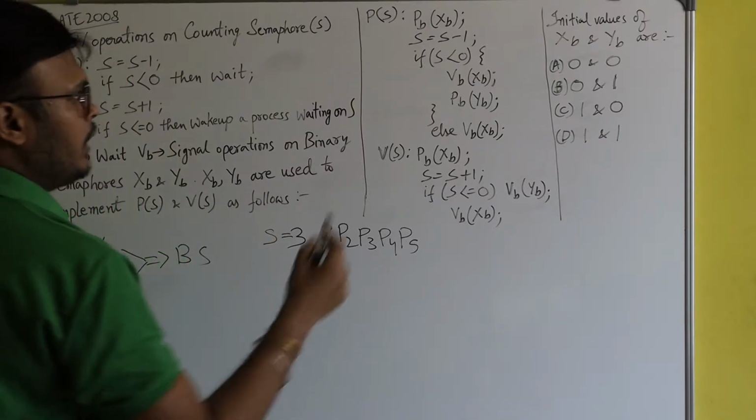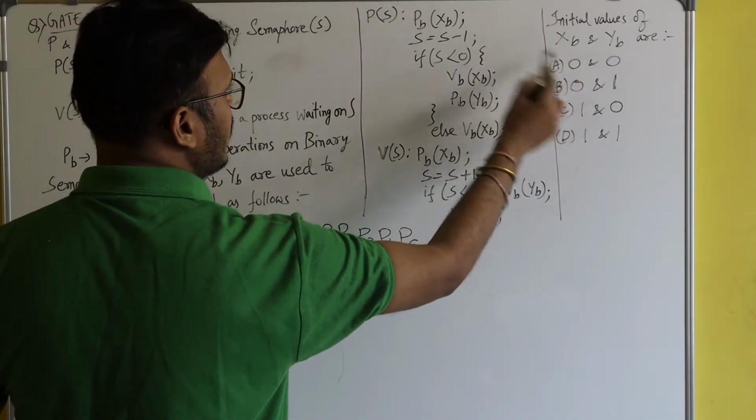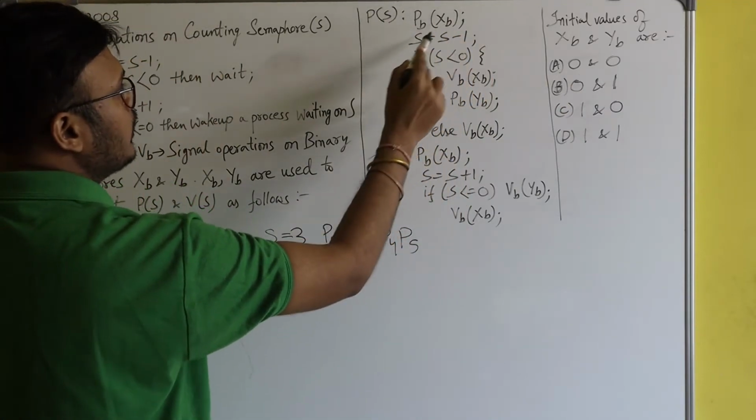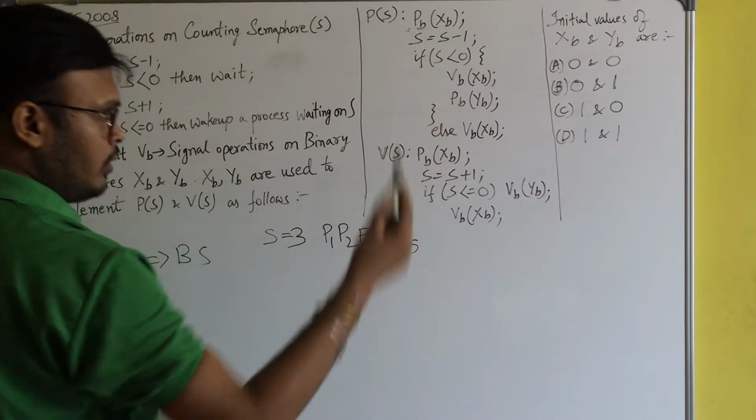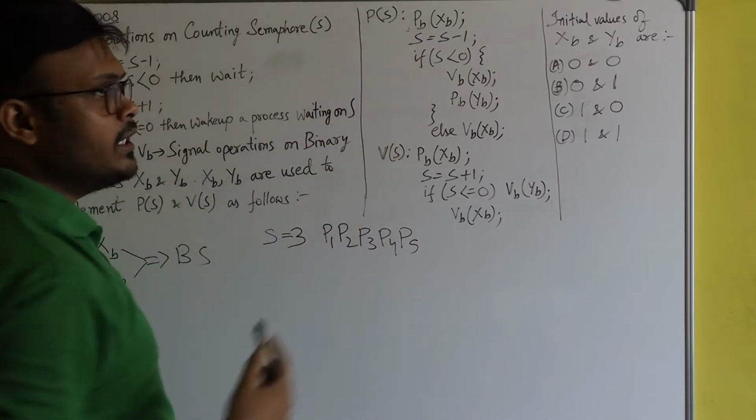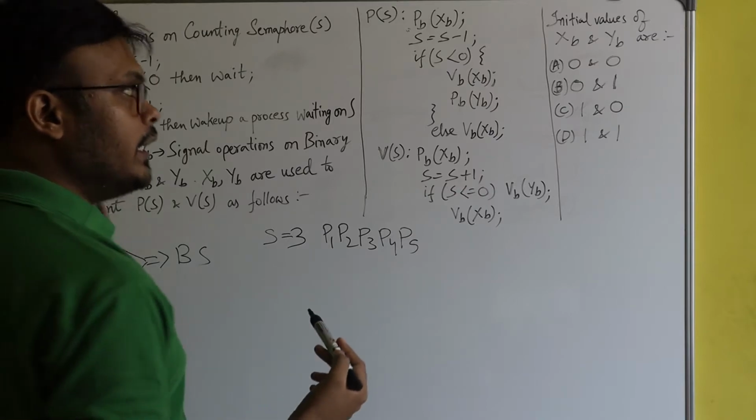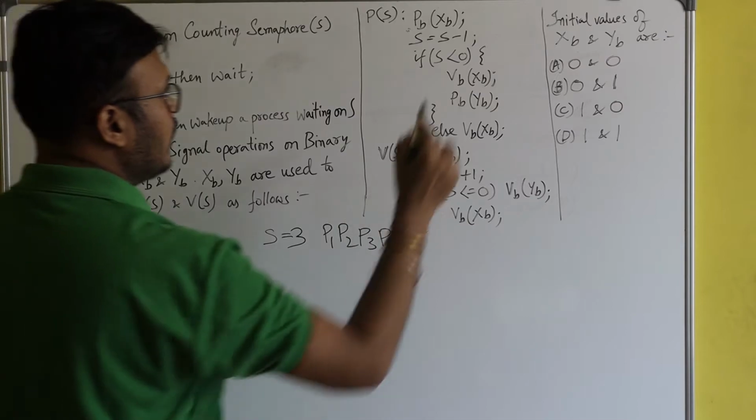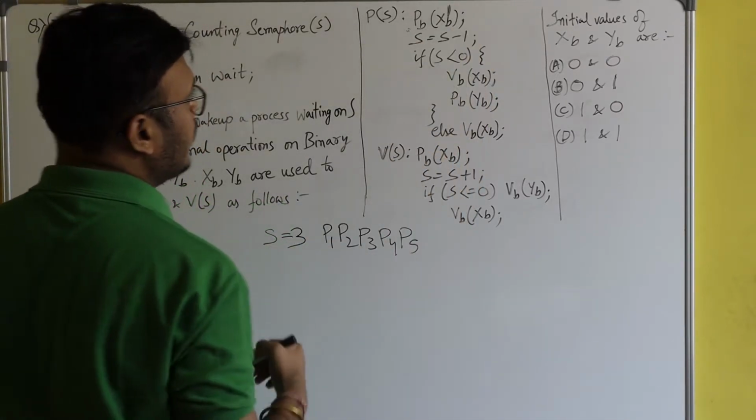So here definitely we will not start with xb equal to 0. Why? Because if you start with xb equal to 0, and moreover xb is a binary semaphore, we already know that if the binary semaphore value is 0, then the process can't get the entry inside the critical section. So definitely the value of xb must be 1 in order to get the entry inside the critical section.